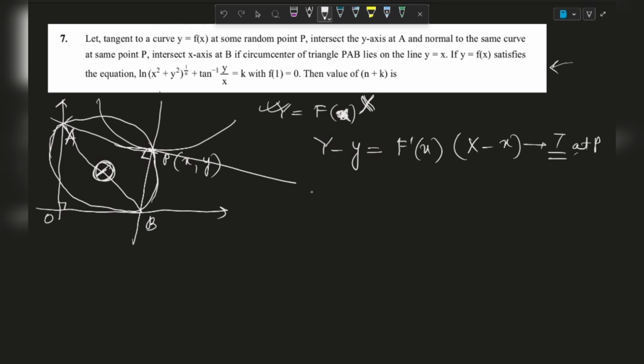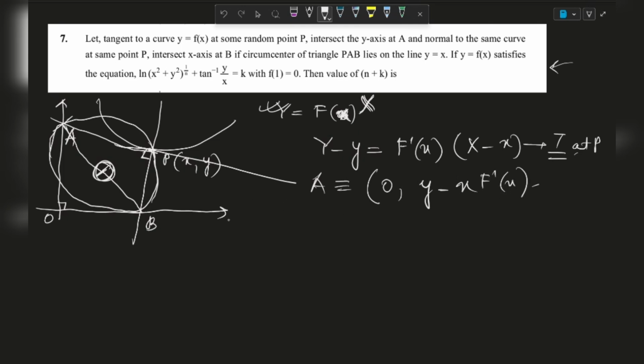Now we can easily find out point A by putting x as 0. This is pretty simple stuff. This will come out to be y minus, please note we are putting capital X as 0, so it is small x times f dash x.